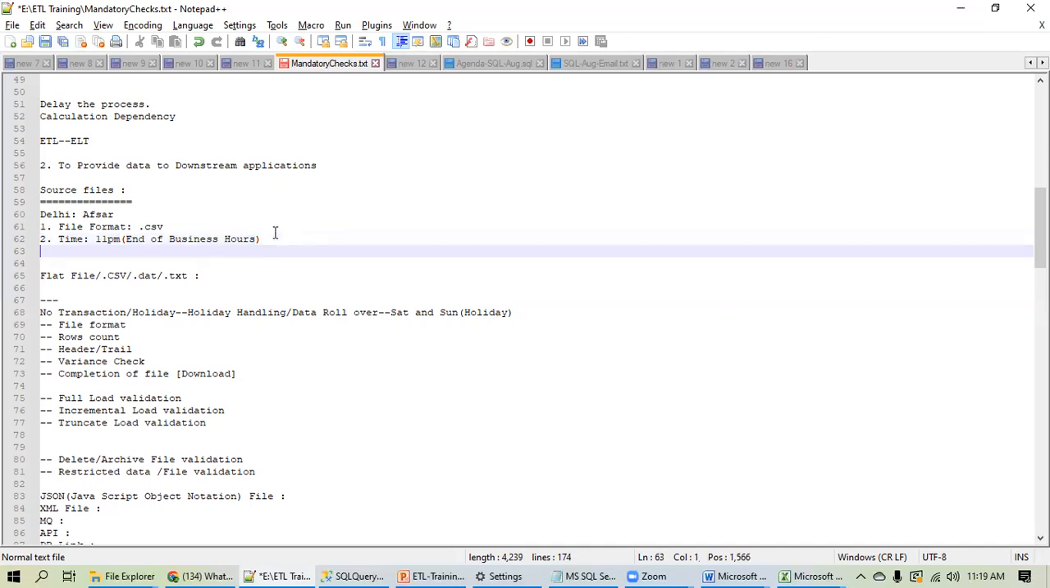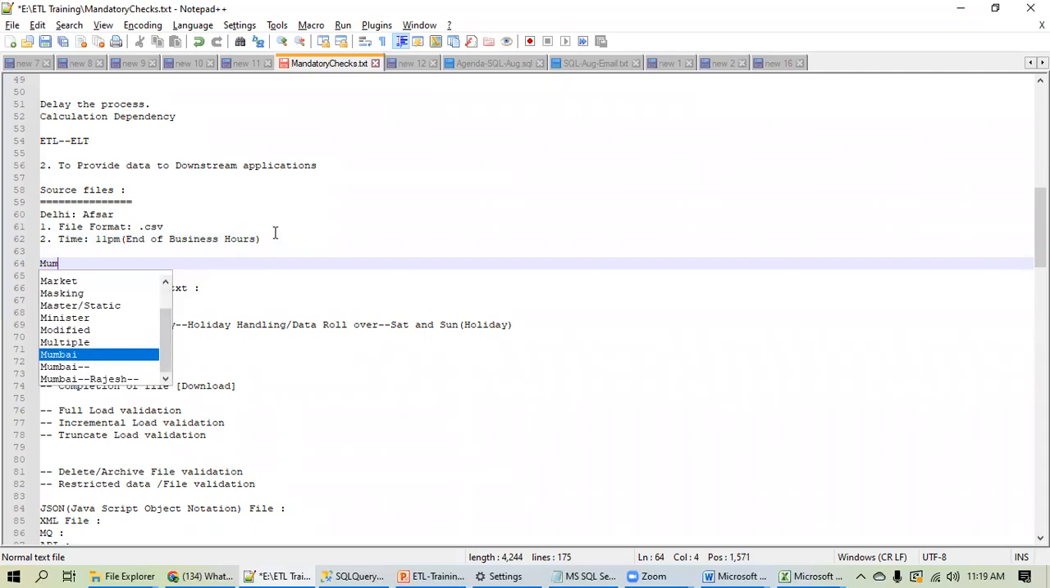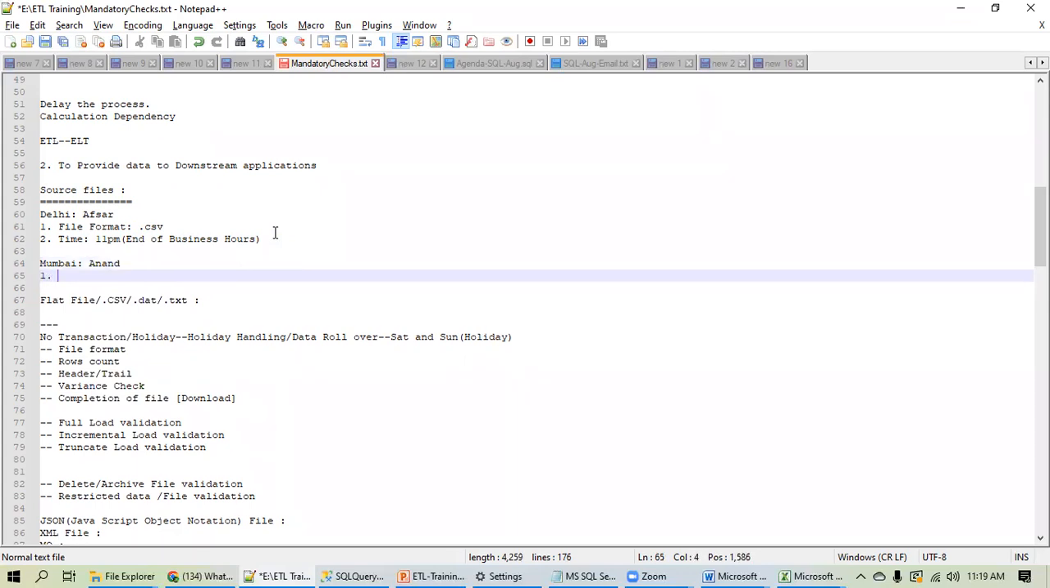Now, my next restaurant is in Mumbai. Now, who wants to be the manager of Mumbai? Suppose Anand. Okay, Anand is the manager of Mumbai. Same question Anand will ask. Okay, now very interesting thing. I will tell Anand that Anand, please send me a .csv file. Now there are two possibilities. Either Anand will agree or he will not agree.